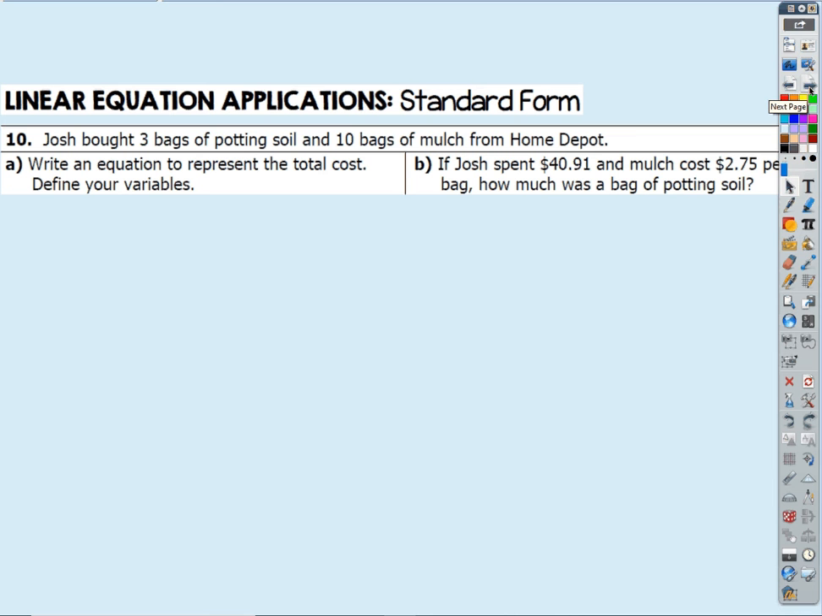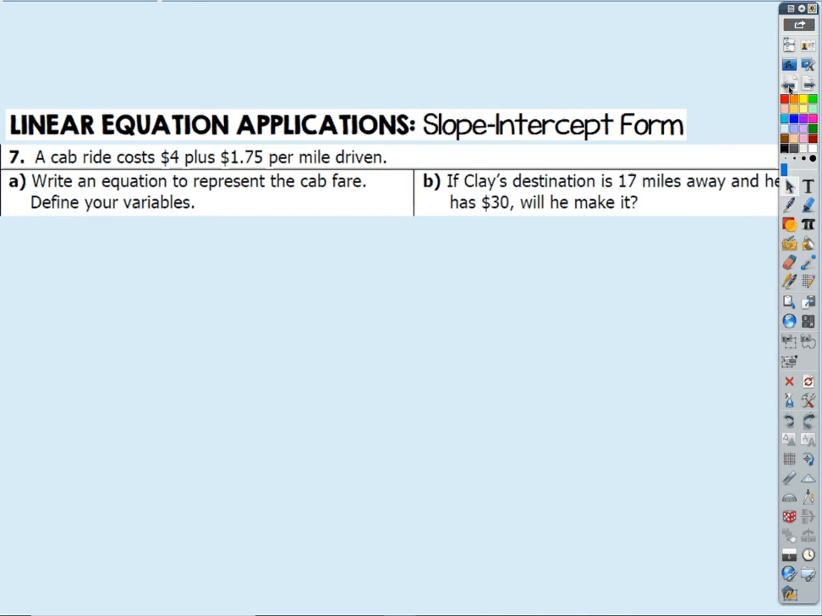So now, what about this one here? This is another one. Josh bought 3 bags of potting soil and 10 bags of mulch from Home Depot. Write an equation to represent the total cost. Do you see anything different about those two? One of them is just screaming slope intercept form at you, this first one. Why is this one, can you immediately tell, okay, this is gonna be a slope intercept one? There's something there, they give us something that must be a slope.